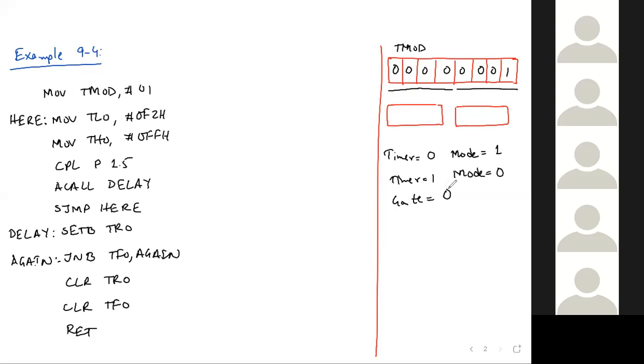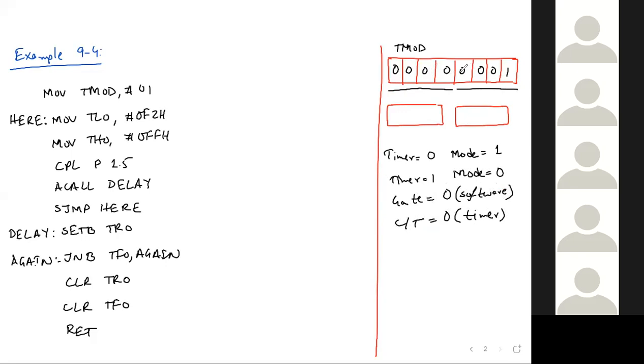In both the cases, what is the value of gate? 0, sir. That means we will use the software approach. And what is C/T in both the cases? 0 also. That means they will act as timer and not as counter. So these are the pieces of information that we get from the TMOD register. Is it clear to all of you?